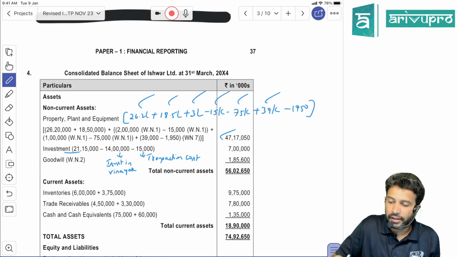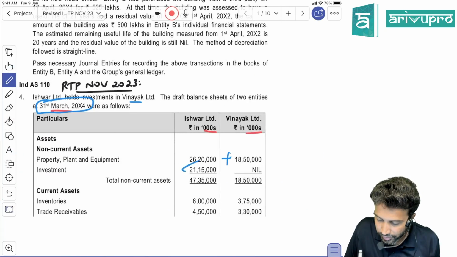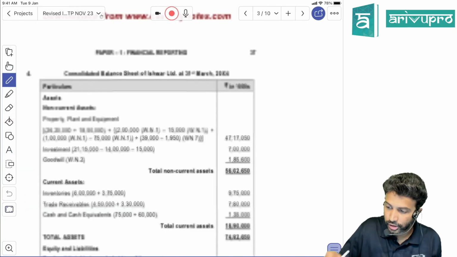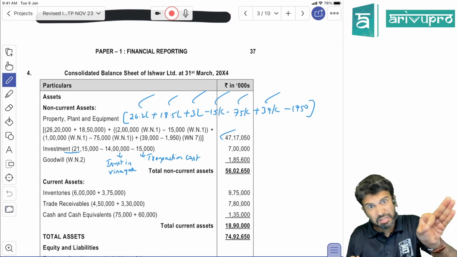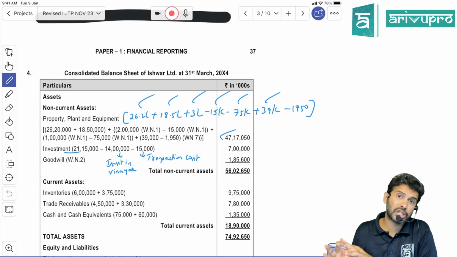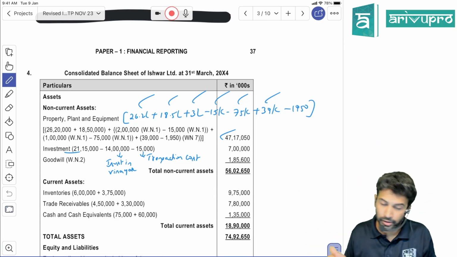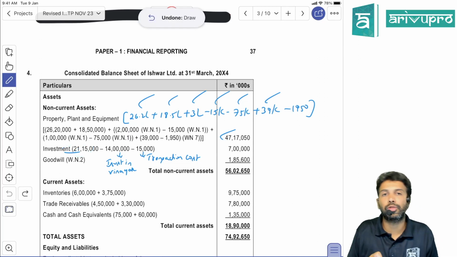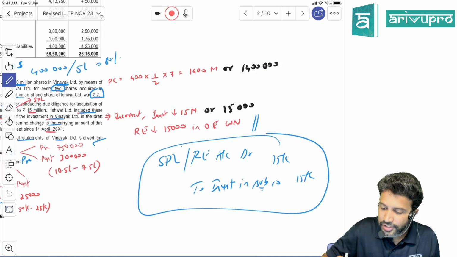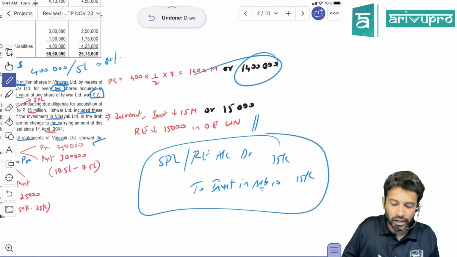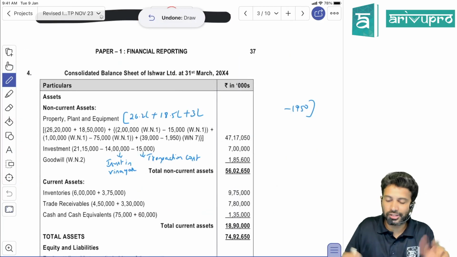And investment. What is the balance of investment? They've given 21,15,000. So take that. Sir, investment in subsidiary company will not come in the consolidated balance sheet, but you may have other investment. So always check. 21,50,000 is the total investment. In this, how much PC did you give to buy the subsidiary company's shares? Totally you gave 14 lakh PC. So reduce that because that is investment in subsidiary.